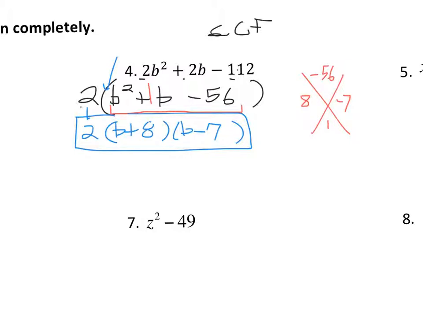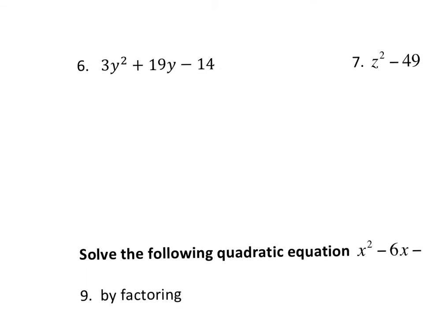Number 6. Checking for GCF first. 3, 19, 14. No, I'm not going to have a GCF there. So we are definitely going the long way here, which is fine. The number up top here is always a times c. 3 times minus 14. Negative 42. And 19. So the goal for this product sum type deal is to think of numbers that multiply to negative 42 and add up to 19.